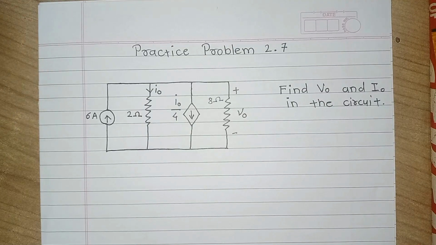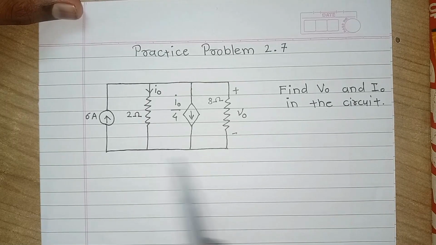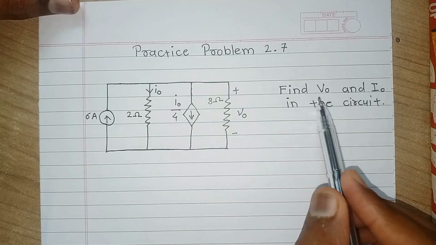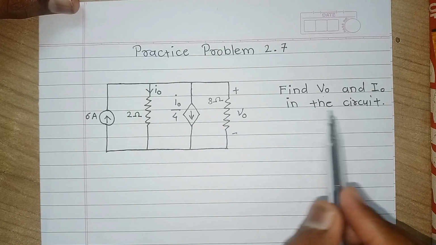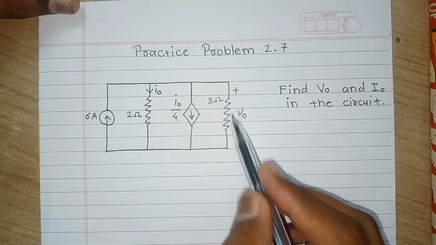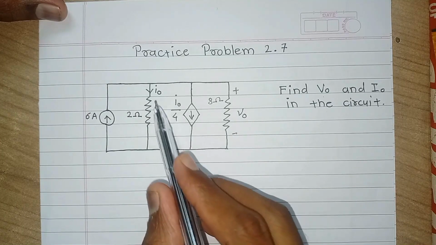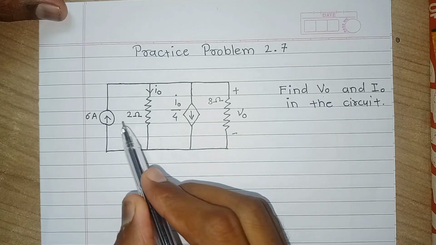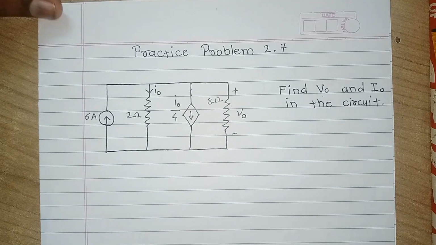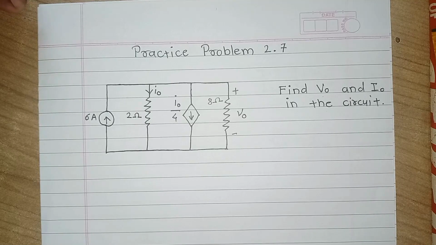Now we will solve a problem on dependent sources. In this problem we have to find V0 and I0 in the circuit. V0 is the voltage across these 8 ohm resistors and I0 is the current flowing through the 2 ohm resistor. How will we solve? Let us see.